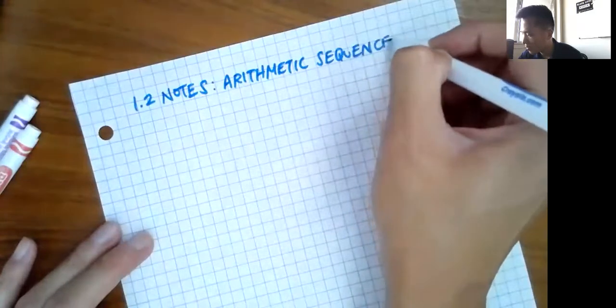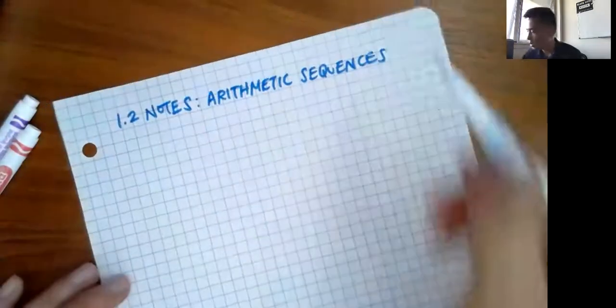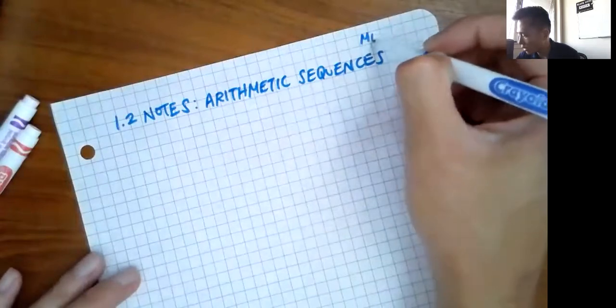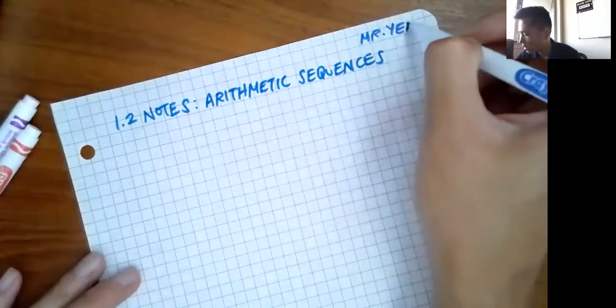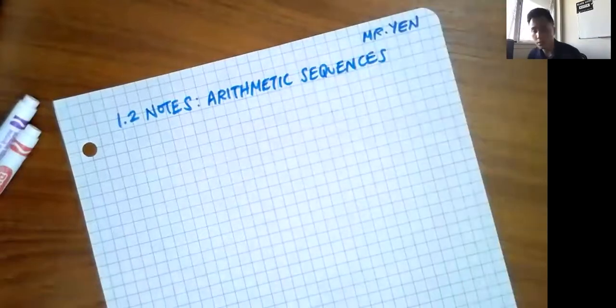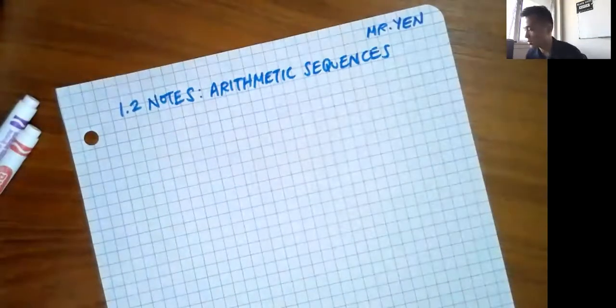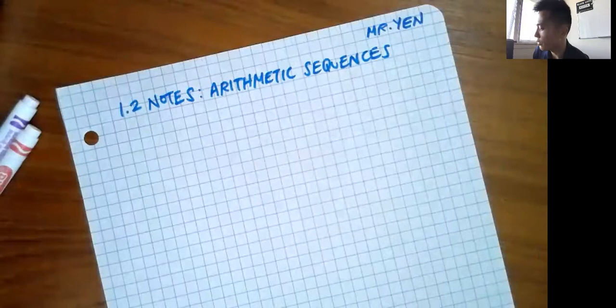Remember, everything that I'm writing, you are also writing down. Make sure that your name is at the top right of the paper. And you always want to keep your notes in the same section of your binder, in the notes section of the binder. Or if you have a folder for all of the notes, that's fine too.